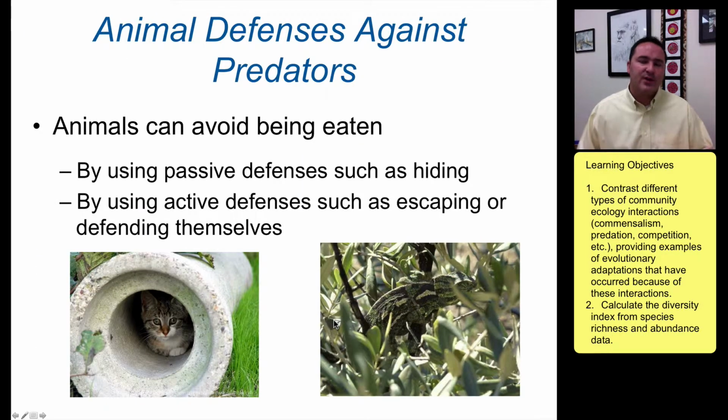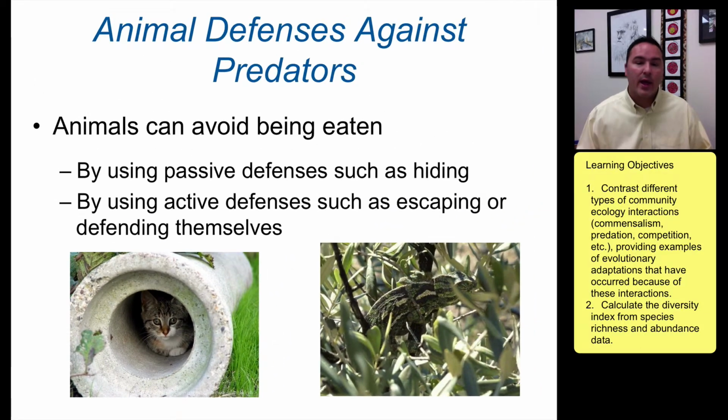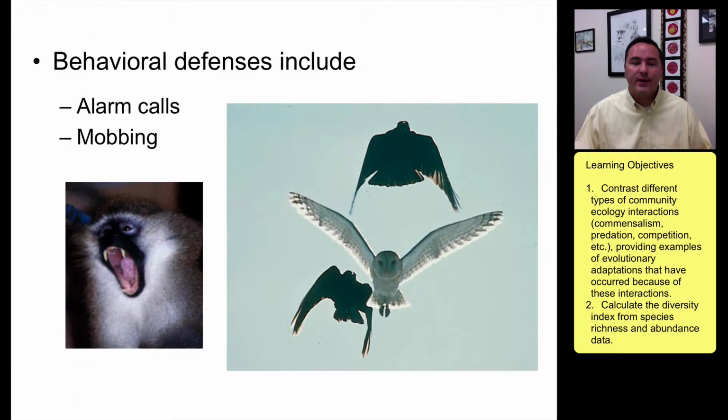Animals have different strategies. One of the things they can do is hide, right? So a little animal can just hide away and no one will ever find it. Or you could also use active defenses such as running away or even defending themselves. For example, here these smaller birds are warding off the larger bird, and that's called mobbing. So a bunch of smaller organisms can actually ward off a larger one.